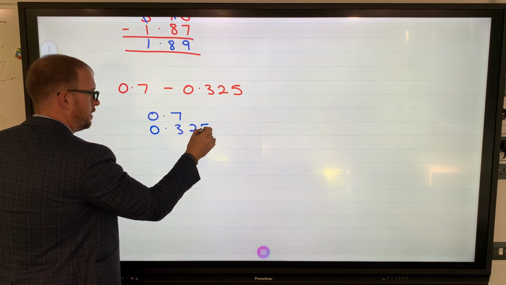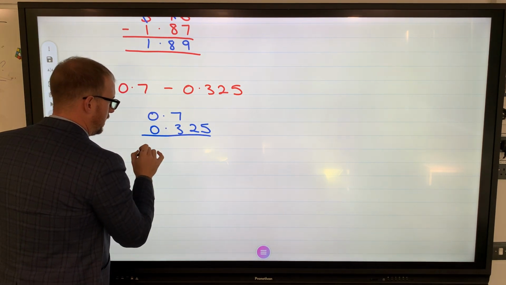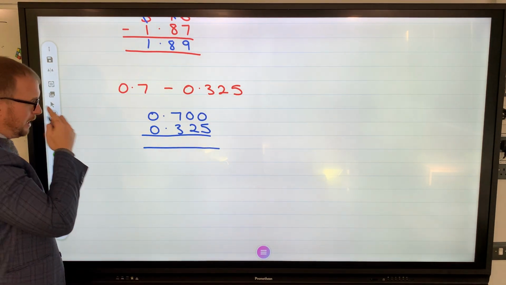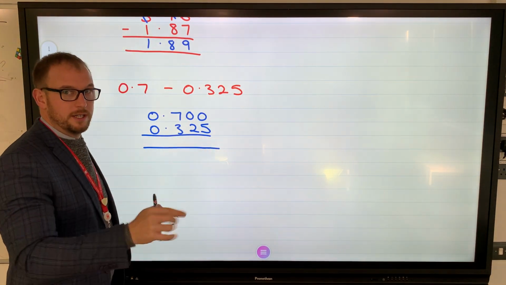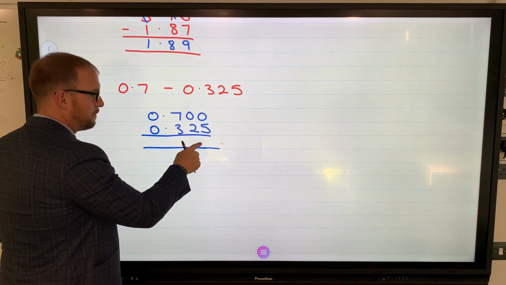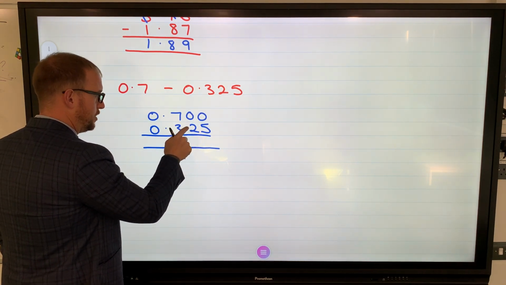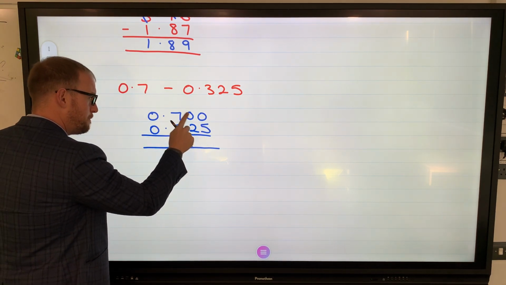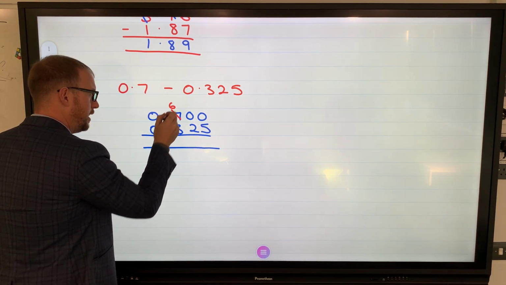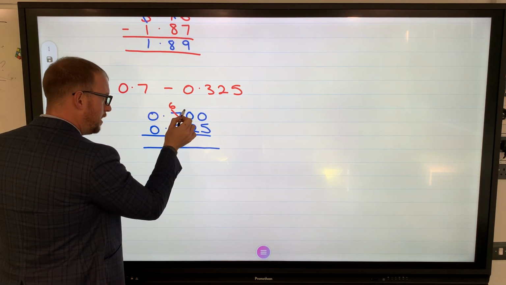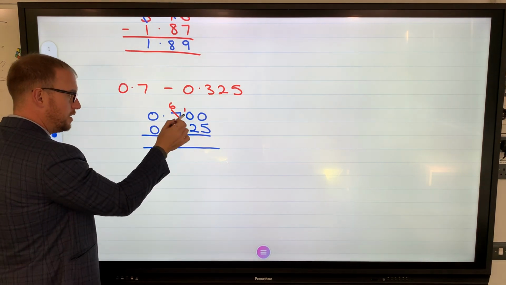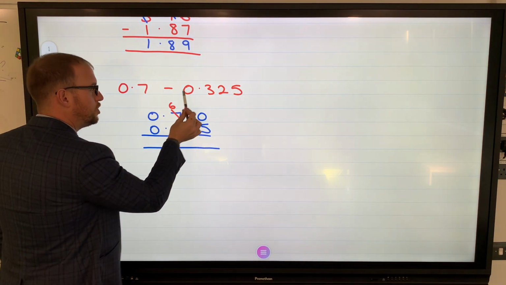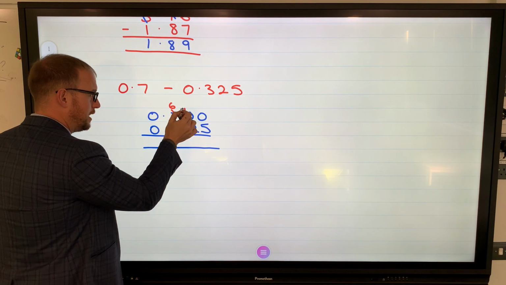0.325. Decimal points in line, place value holders. Right. Now, 0 take away 5, I can't do it. Now, I know you're tempted to put 5 there, because 5 take away 0 is 5, and 2 take away 0 is 2, but we can't. Can't borrow from next door there, but we can borrow from there. That number then, that 10, jumps over to this column here. Don't jump over 2 columns, one at a time. I've now got 10.